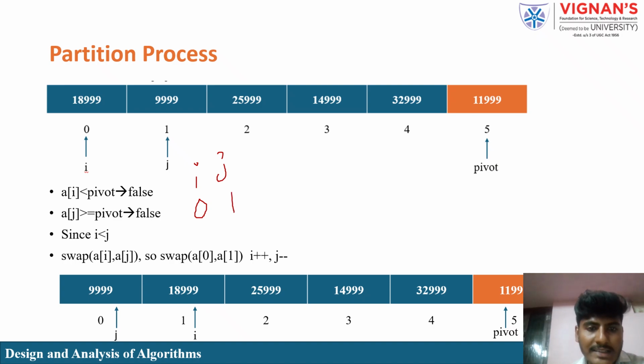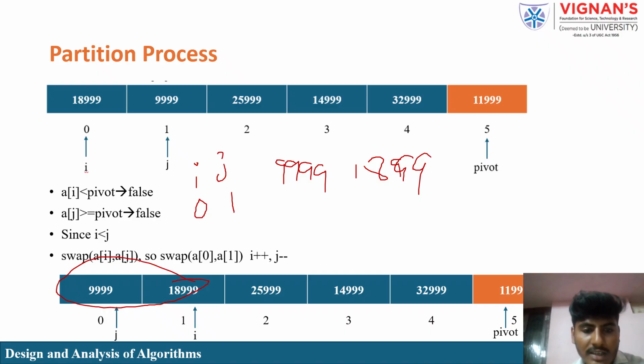Check if i is less than j. What do we have to do? Swap a of i and a of j. So swap 18,999 to 9,999. So this is what we have done here. So 9,999 comes at 0th position and 18,999 comes under first position.